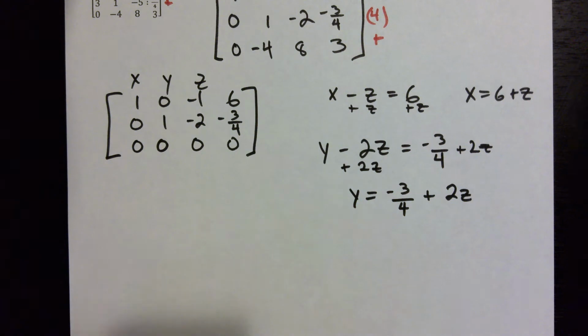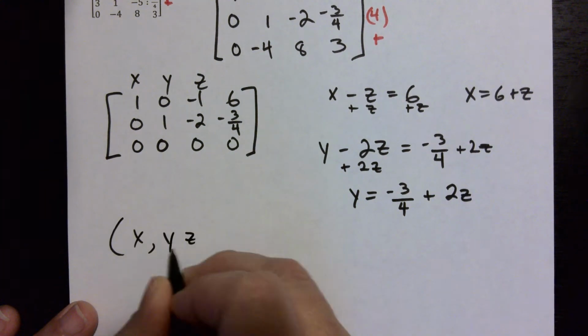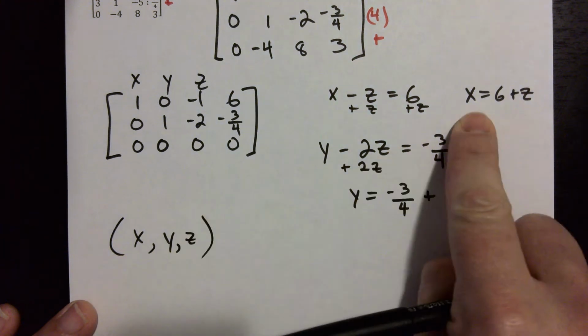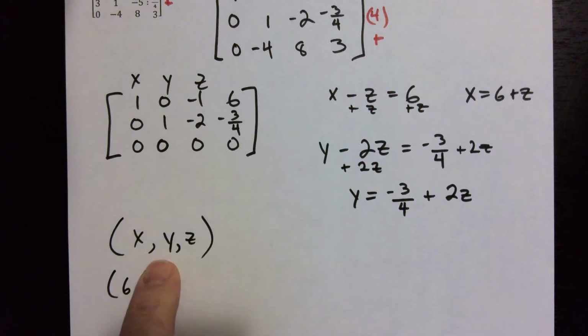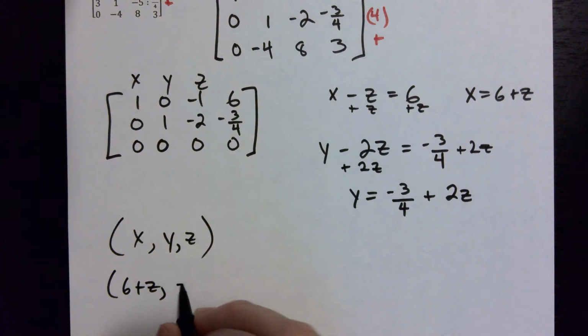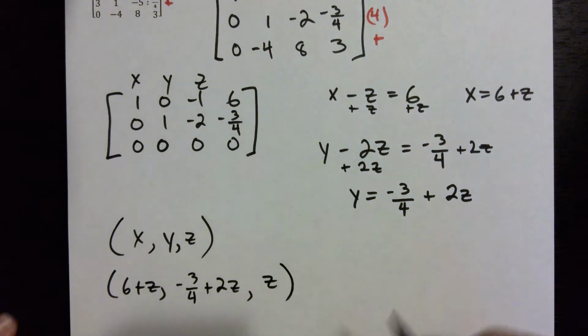So I can write my solution as x, y, z, right? But our x is 6 plus z, our y is -3/4 plus 2z, and our z is just z.